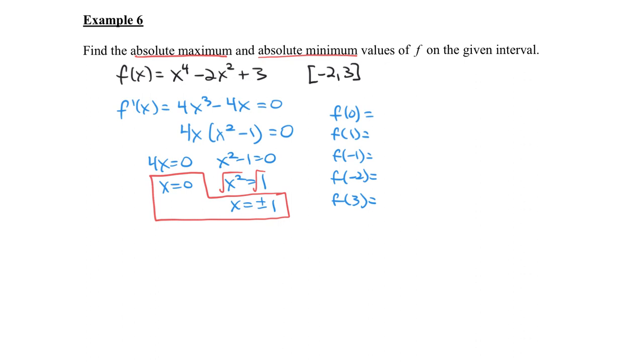And if you do that, the key is don't plug them into the derivative. It's an easy mistake to make. These are values of the function, right? So f of 0, if I plug a 0 in here, I'm going to get a 3. That one's easy enough. You plug a 1 in here, you get 1 minus 2 plus 3, which gives you 2. If you plug a -1 in, you also get 2. If you plug a -2 in, you get 11. And finally, if you plug a 3 in there, you get 66.